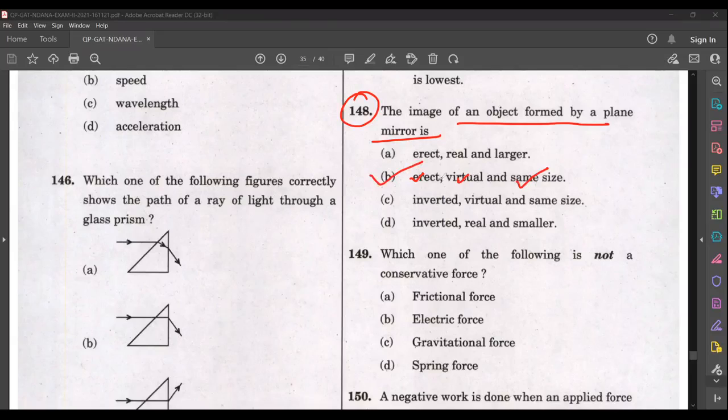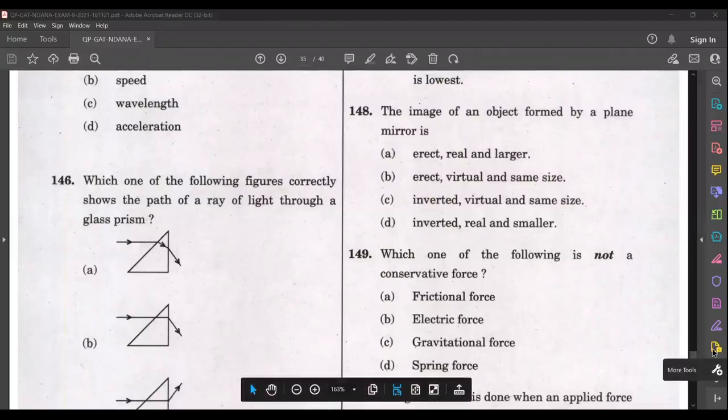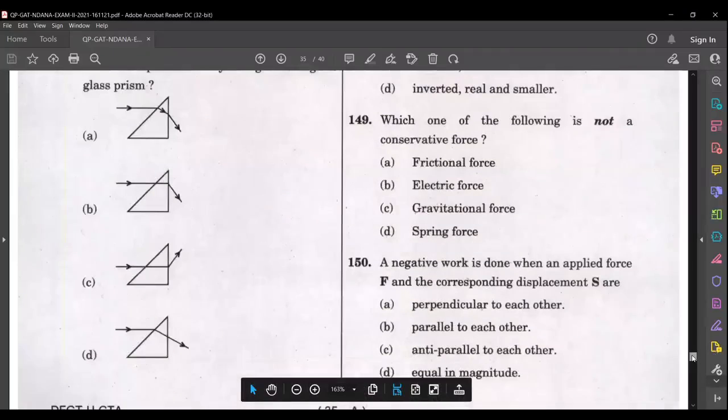We have already studied this. What are the properties of an image formed by a plane mirror? The image formed by a plane mirror will always be erect, virtual, and of the same size. So the answer is option B. Next question, question number 149.